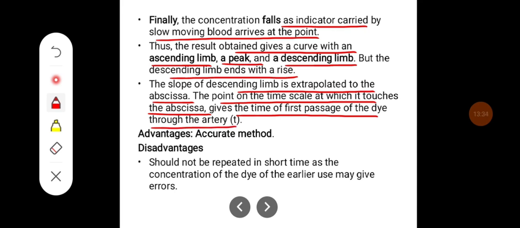The advantage of this method is it's an accurate method, and the disadvantage is that it should not be repeated in a short time, as concentration of the dye in the earlier use may give errors.